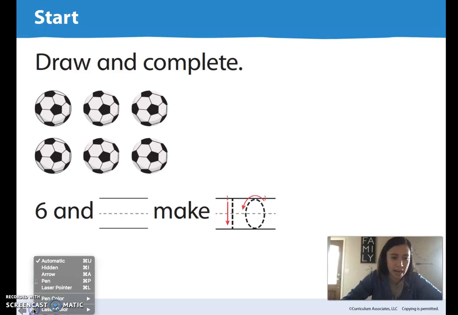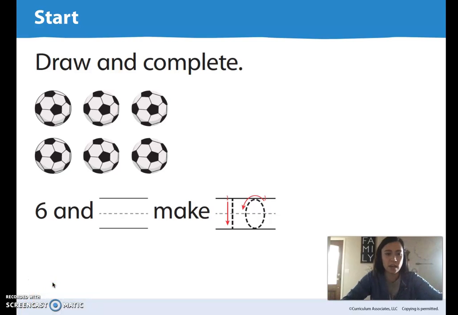Now it shows that I have 6 soccer balls and I want to make 10. So I'm going to count up from 6 as I am drawing. And then we're going to go back and count how many soccer balls I had to draw, and then we're going to fill it into that blank.